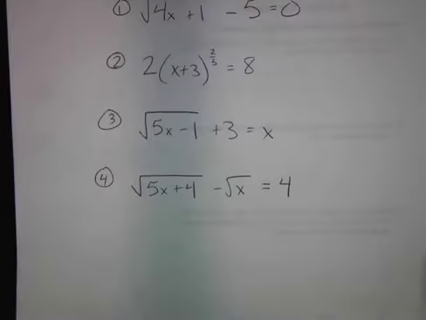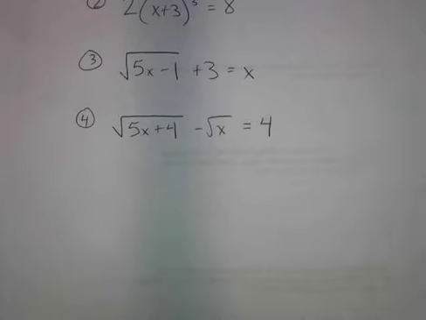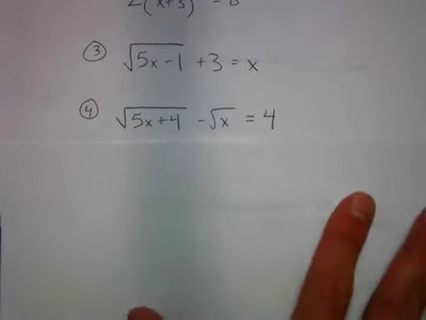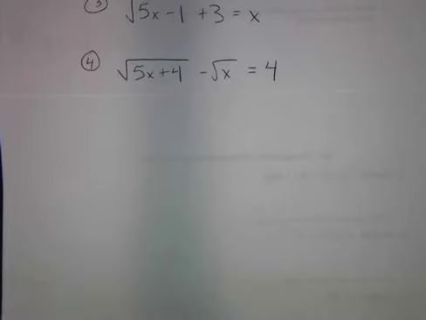Now for the last one. This gets fun. All right. So, what would happen in number 4, if we were to square both sides? If we square both sides, nothing's going to work. So let's just do this step by step. There are some fun things that we can do.